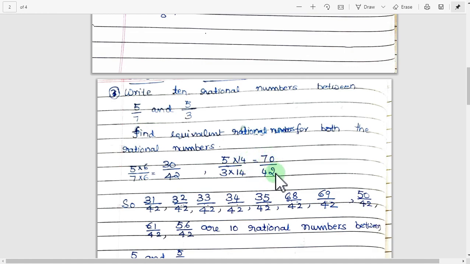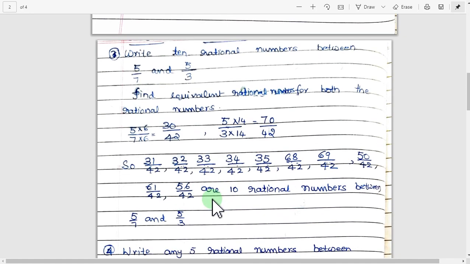5 into 14 is 70, so 70 by 42. In between these two, 30 by 42 and 70 by 42, many rational numbers are there. Any 10 you write. So 31 by 42, 32 by 42, 33 by 42, and so on, I have chosen here 68 by 42, 69 by 42, 50 by 42, 61 by 42, 56 by 42 as the 10 rational numbers.